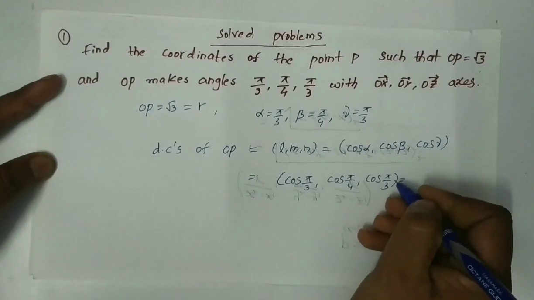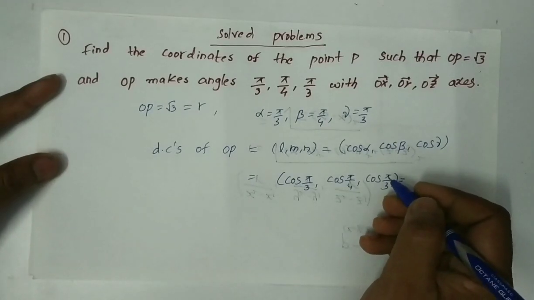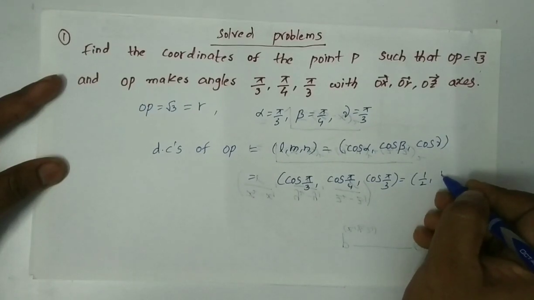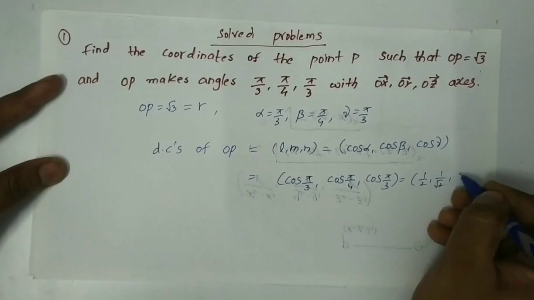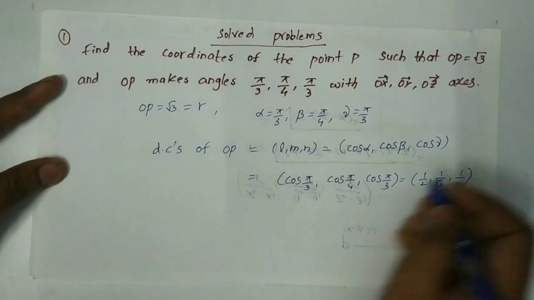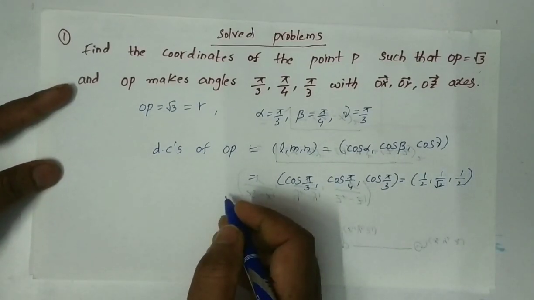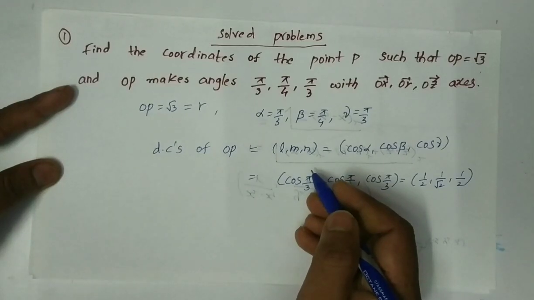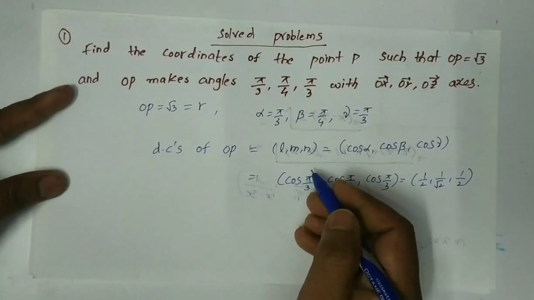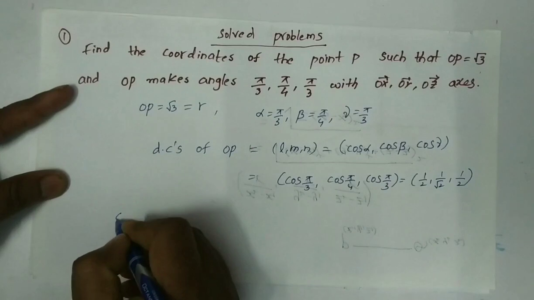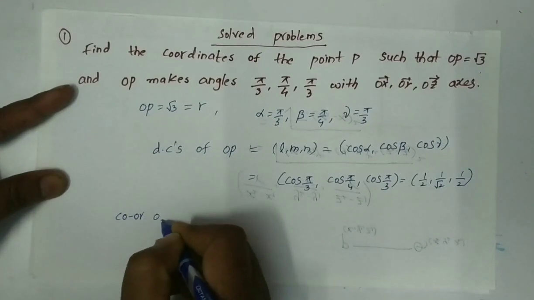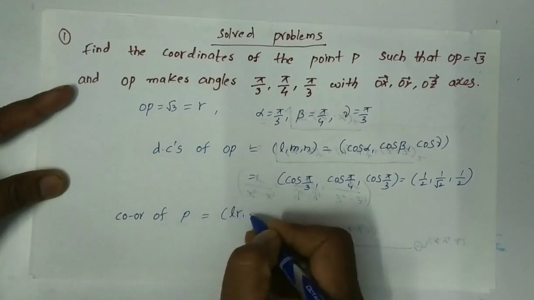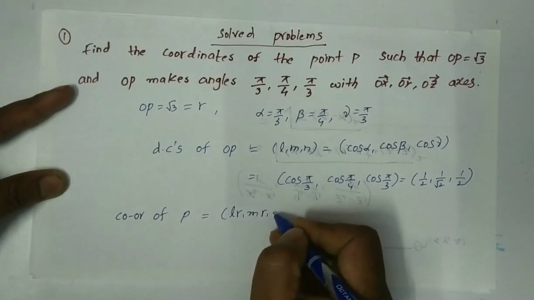Cos pi by 3 is cos 60, which is 1 by 2. Cos 45 is 1 by root 2. Cos pi by 3 is 1 by 2. If OP is equal to r and l, m, n are the direction cosines of the line OP, then the coordinates of the point P are lr, mr, nr.